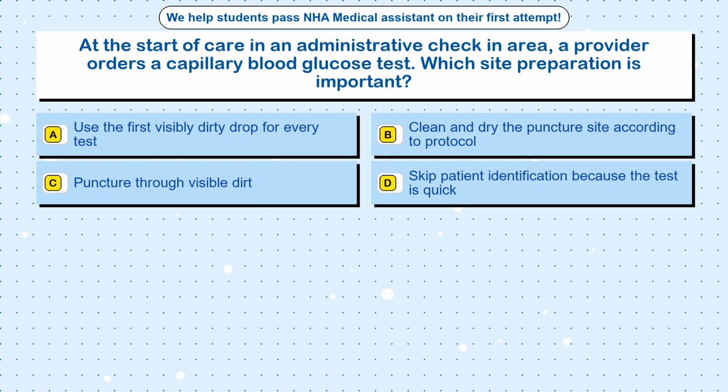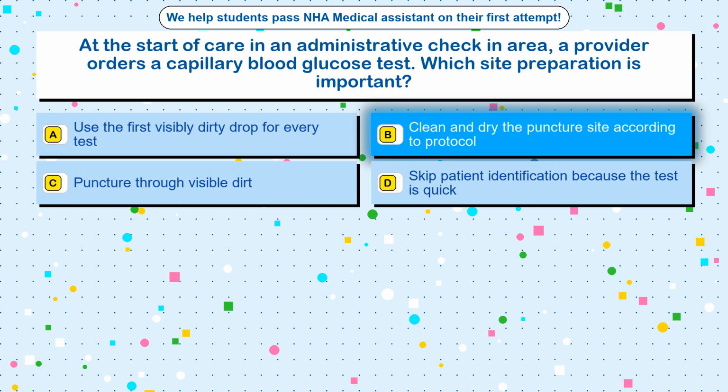Question 99. At the start of care in an administrative check-in area, a provider orders a capillary blood glucose test. Which site preparation is important? Option A. Use the first visibly dirty drop for every test. Option B. Clean and dry the puncture site according to protocol. Option C. Puncture through visible dirt. Option D. Skip patient identification because the test is quick.